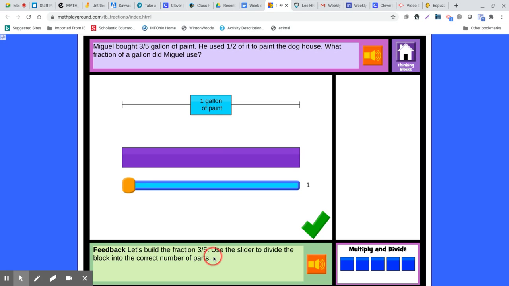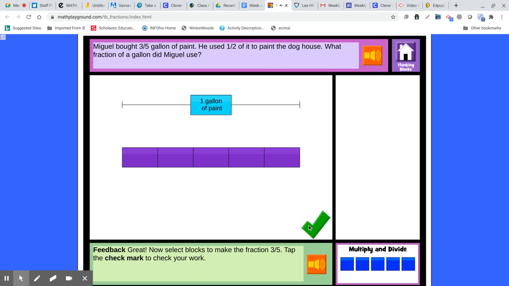Now let's build the fraction 3/5. So the denominator is what? 5, right? But I'm trying to think. We have two different denominators here. Let's just try the 3/5. Let's just do 5 and see how it goes, okay? Because I'm thinking we might need our denominator to be like 10. But let's just see how it goes, okay? 3/5.